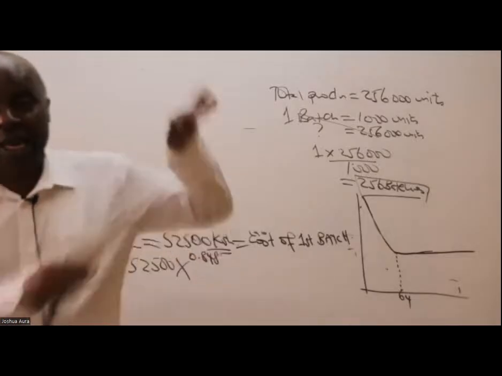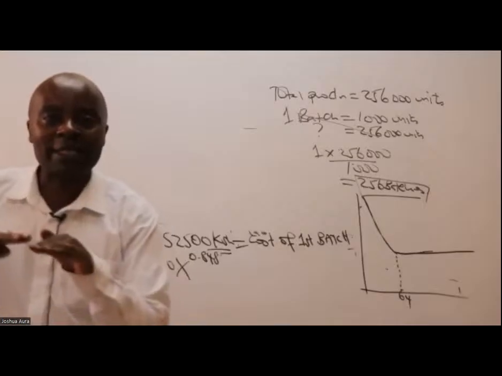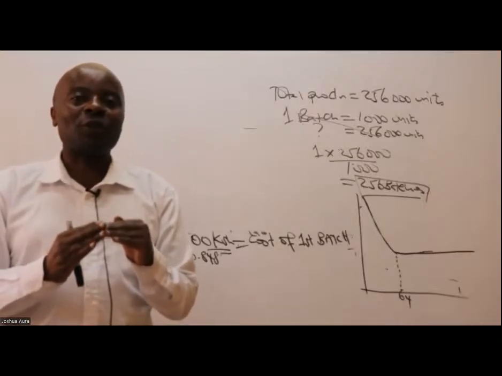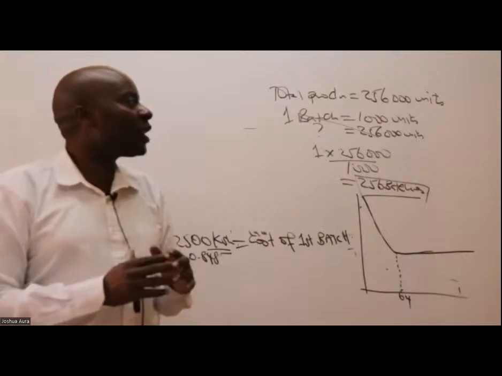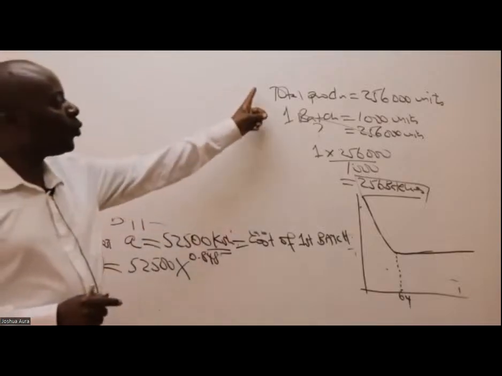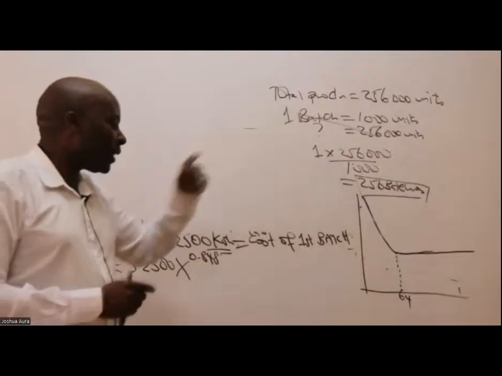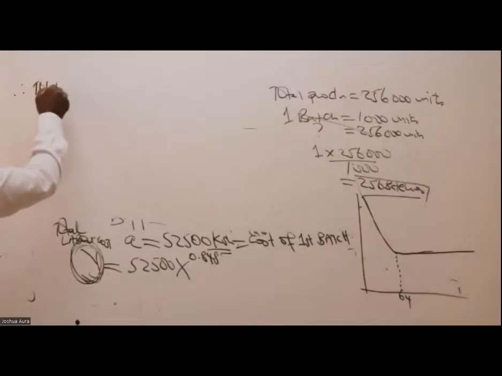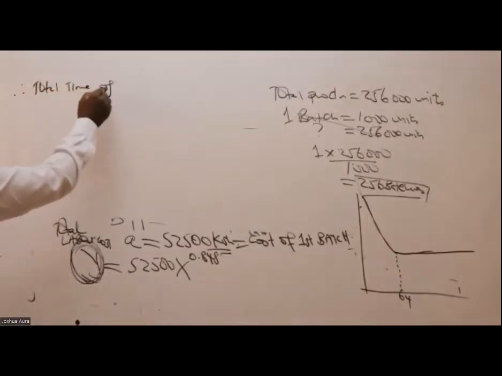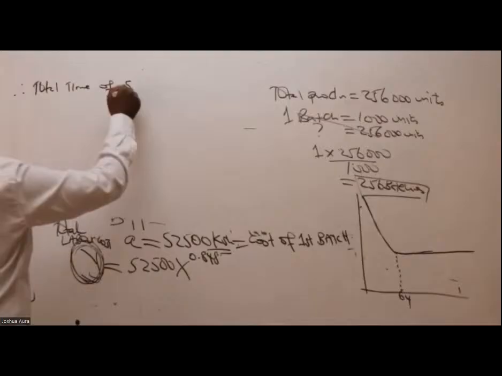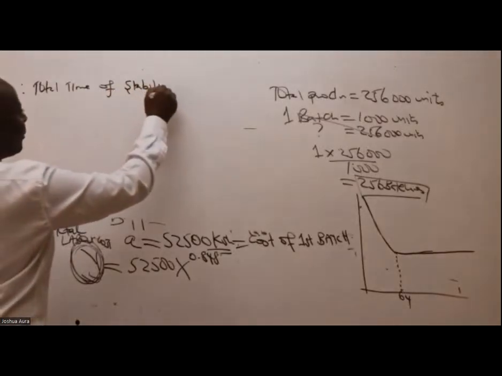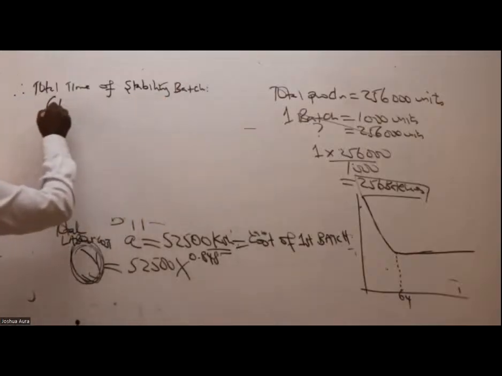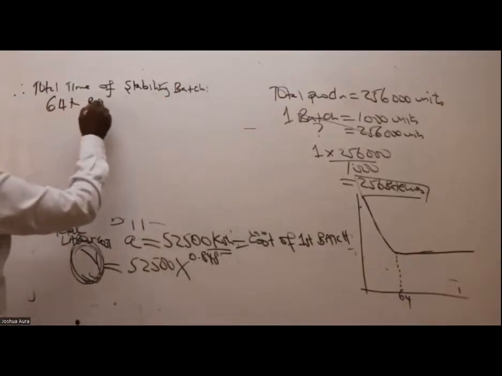So meaning that our learning will go straight away to batch number 64. So the 64th batch is our batch of stability. So it means, ladies and gentlemen, straight away that we can only use the learning equation up to batch number 64. Therefore, what is the total time of the stability batch, which is the 64th batch? Very interesting. 64th batch.